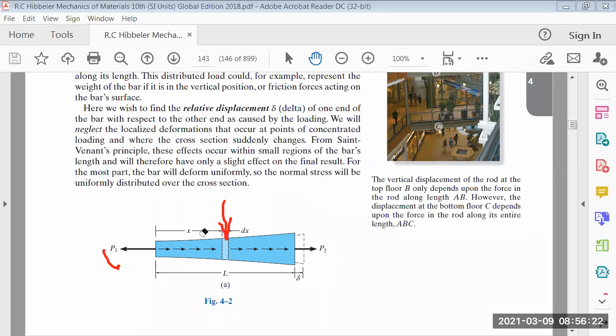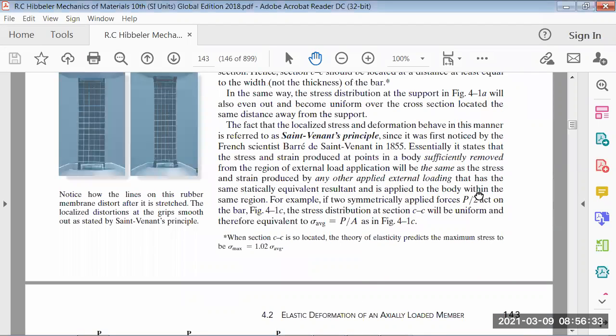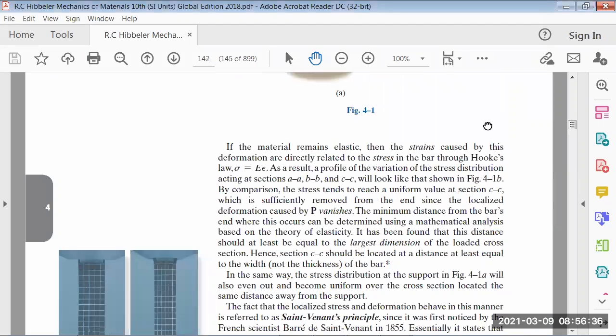Anyone who doesn't understand axially loaded, let me know. If you understand what axially loaded means, that is fine. So that is our topic for today.